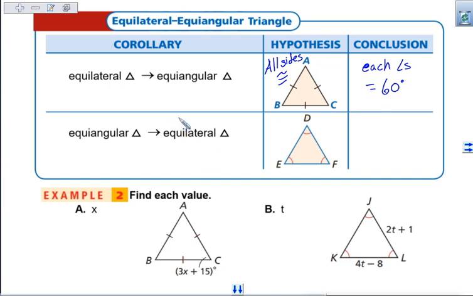The next one is the converse of that, and it says that if you have an equiangular triangle, meaning you have each of those angles being equal to 60 degrees, then you know that all of your sides are congruent.